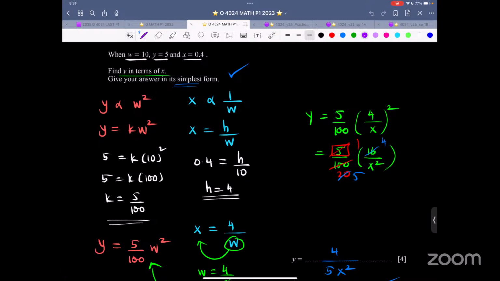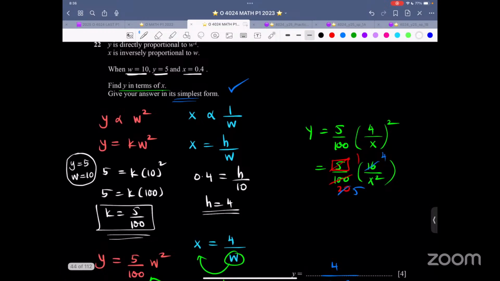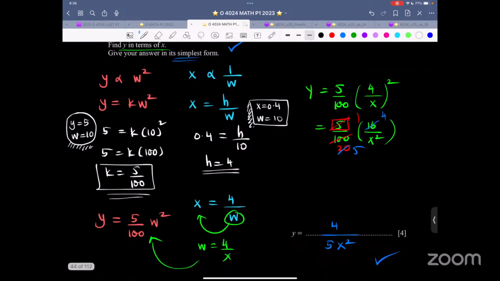Let me write it over here. So over here, y is 5, w is 10. That is what we are writing over here. And then we find k as 5 over 100. Got it? Over here, x is 0.4, w is 10. That is what I'm using over here. I got k as 5 over 100. I can reduce it to 1 over 20 if I want to. I got h as 4.